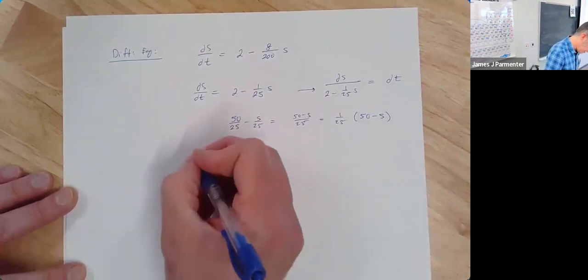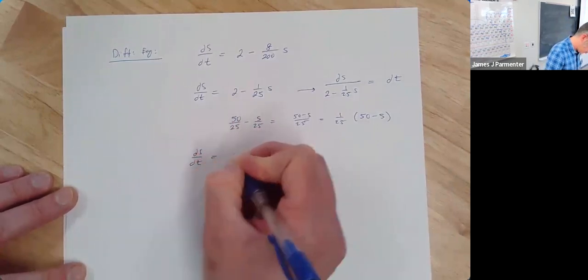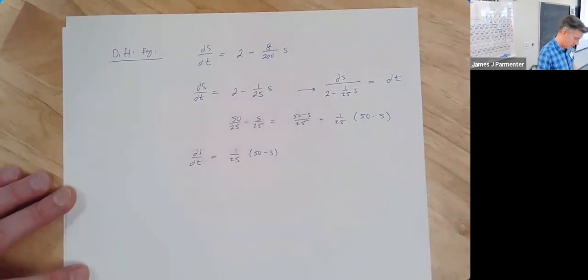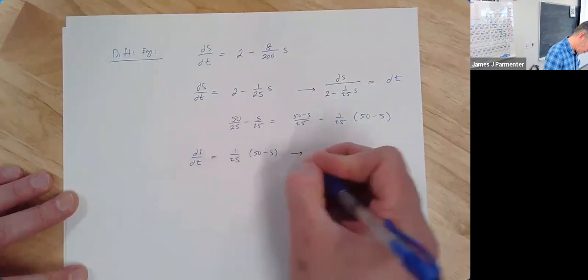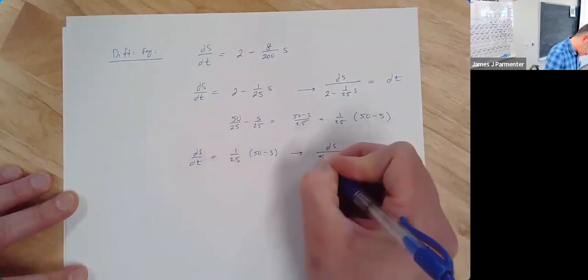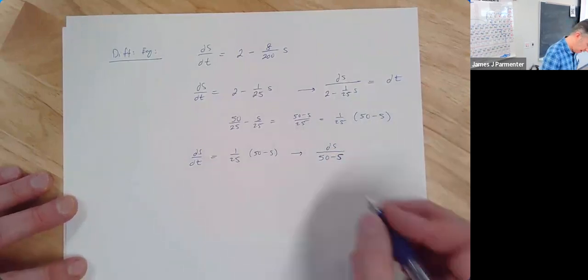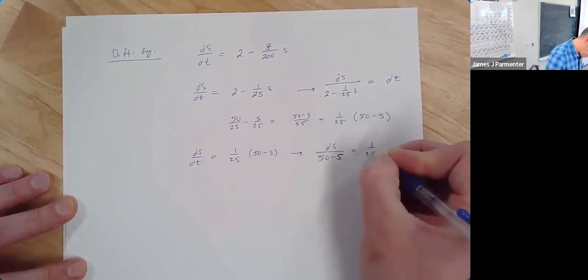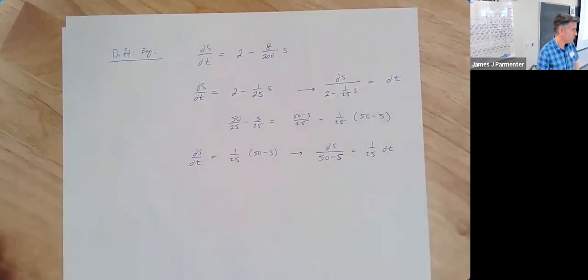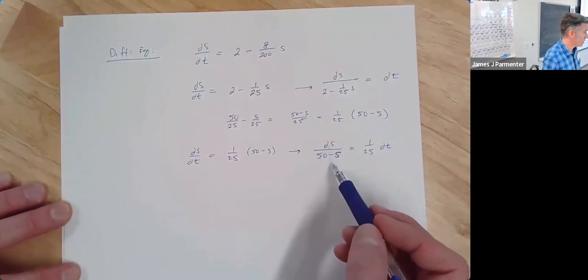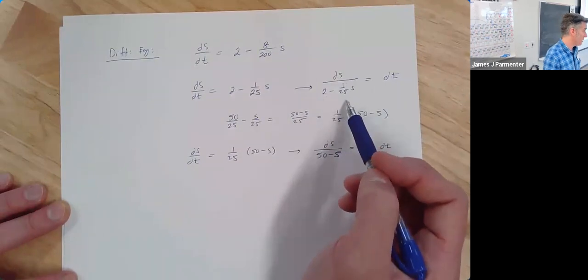So I can think about writing ds/dt equal to 1 over 25 times 50 minus s and separating the variables now. Dividing both sides by 50 minus s, and multiplying by dt. I just never use the letter s. It always looks like a 5. And then 1/25 dt. That's what I would probably prefer to do. Again, either way is fine. It's just going to be a little bit less work to integrate ds over 50 minus s versus ds over 2 minus 1/25 s.